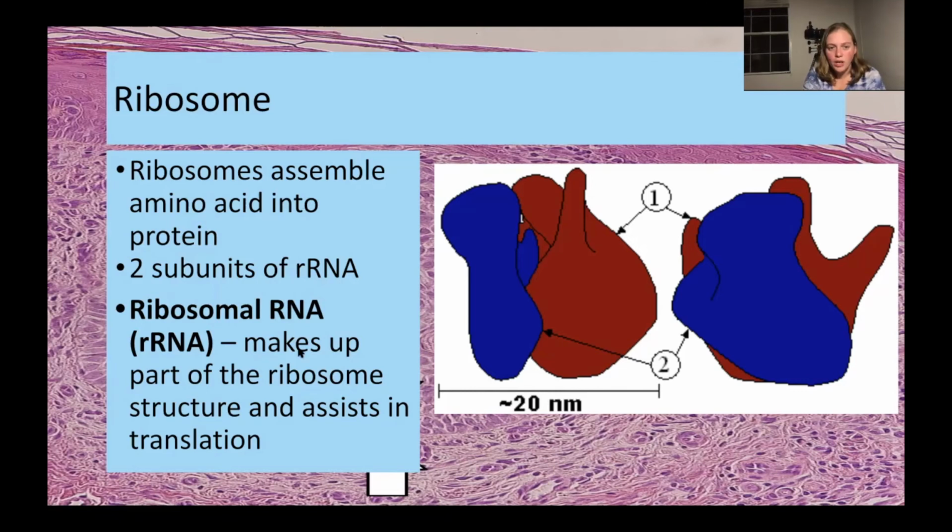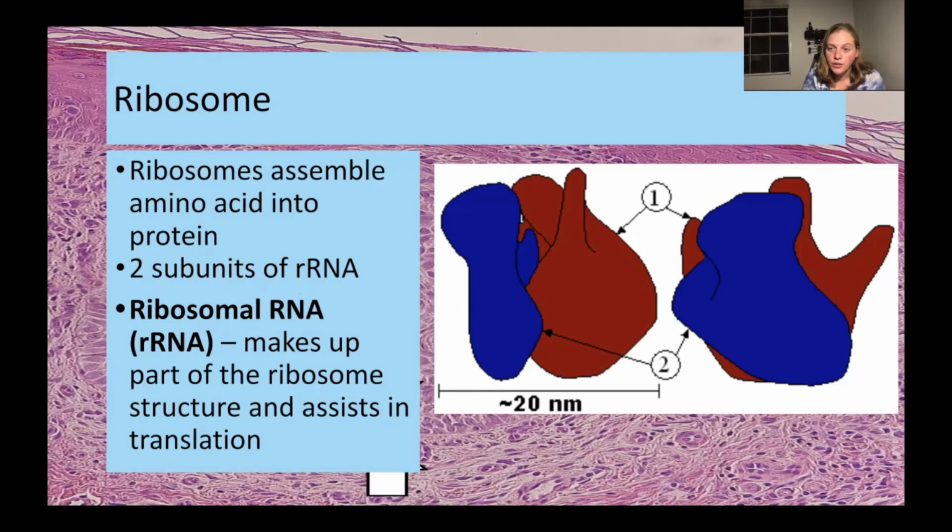We've talked a lot about ribosomes, which make proteins. The ribosomes do this by assembling the amino acids, putting them together in the correct order to get this protein to fold into the right shape. There are 2 subunits for a ribosome, and those are going to come together around an mRNA when we need to translate that mRNA. These subunits are made of rRNA, or ribosomal RNA. This rRNA makes up these subunits. It's going to make the structure of this ribosome, and it's going to help it with its translation.